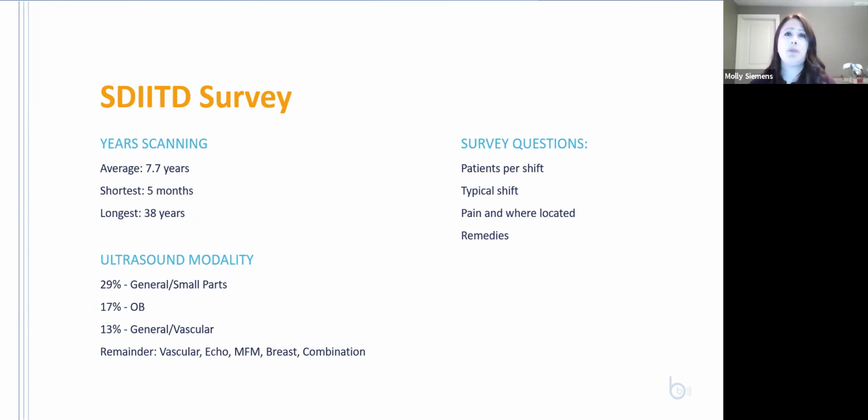Other respondents reported pain after 5 to 8 patients per 10-hour shift, while some that scanned 12 patients or more in an 8-hour shift reported no pain at all. While our study did demonstrate that general and OB sonographers tend to scan in pain more often, contrary to what we saw in the literature, there really was no common denominator for the shift worked or patients per shift or even years of experience. So really what this tells me is that we're all at risk for injury if we don't take the proper steps to protect ourselves.